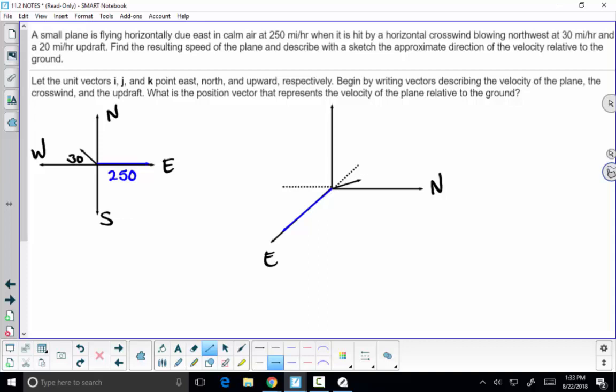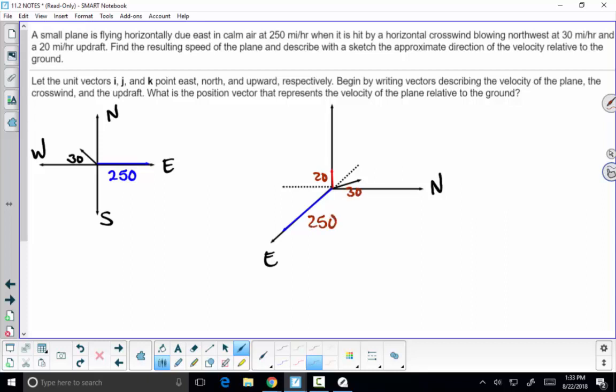And then the updraft, which is 20 miles an hour, that's straight up. So that's going to be our third vector that has to get added together, and that one is straight up. And let's label these numbers. So that one's 20, that one's 250, and that one's 30.